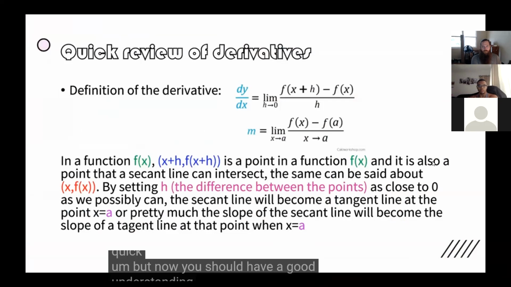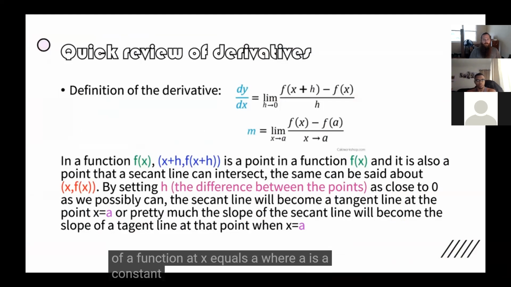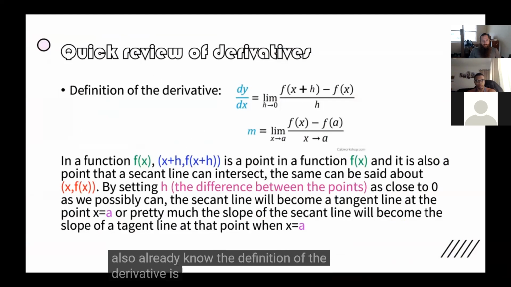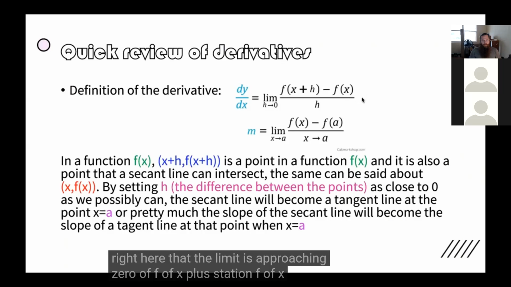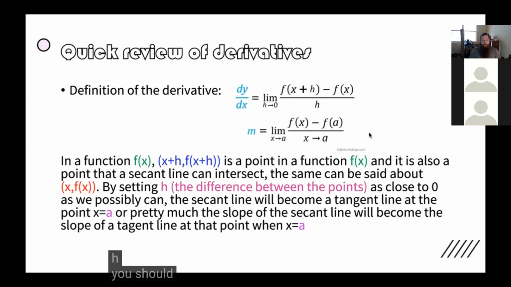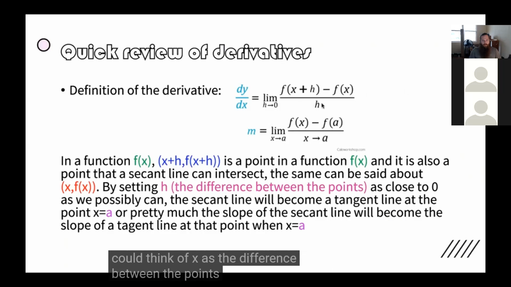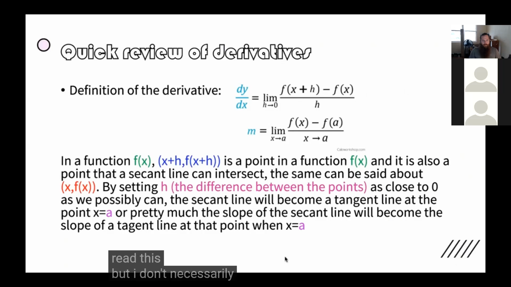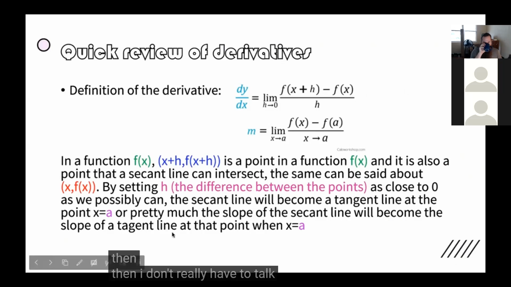But now you should have a good understanding of what is meant when we say to take the derivative of a function at x equals a, where a is a constant. That is to say, f prime of a. You also already know the definition of a derivative is right here, that the limit as h goes to 0 of f of x plus h minus f of x over h. You should also know that you could think of h as the difference between the points, as I stated here.